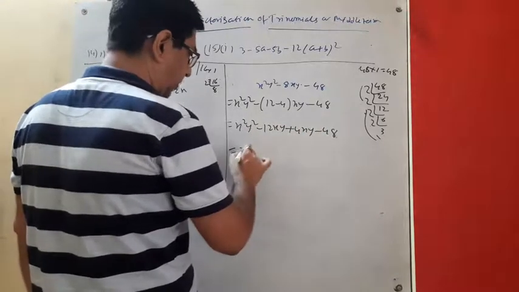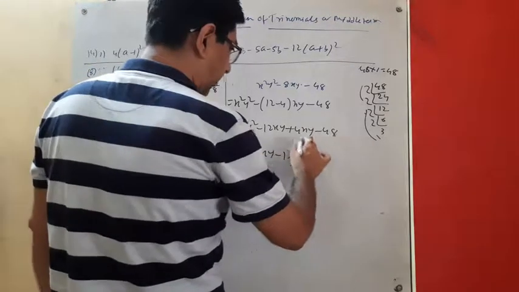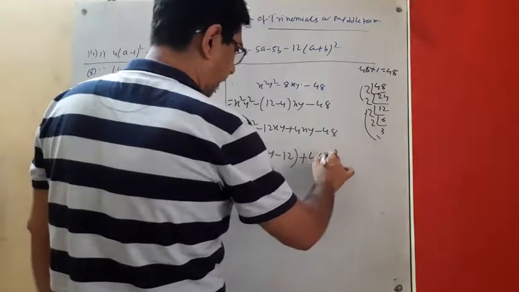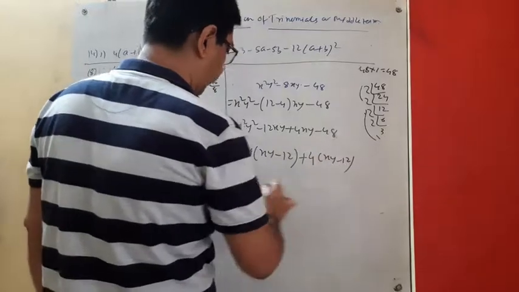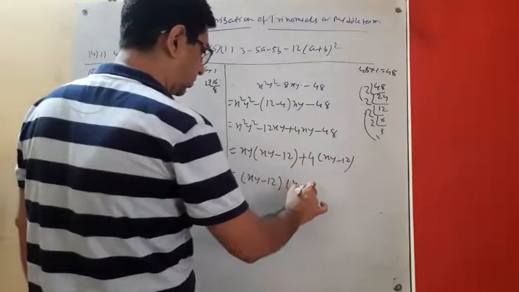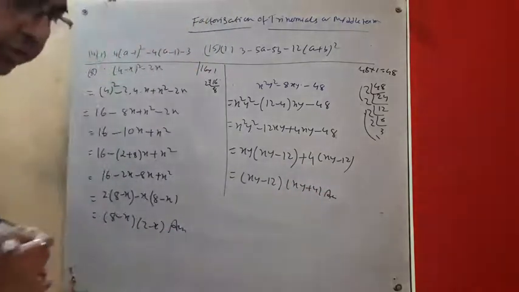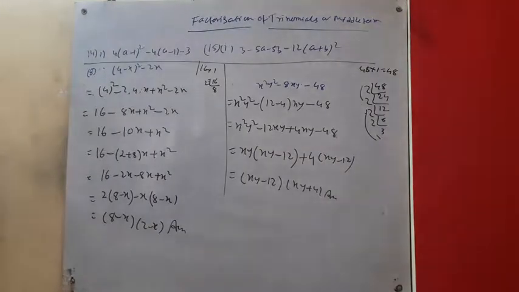From these two we take common xy, so we get xy − 12. And from these two we take common 4, and we get xy − 12. So (xy − 12)(xy + 4). This is the answer. Please check the calculation.